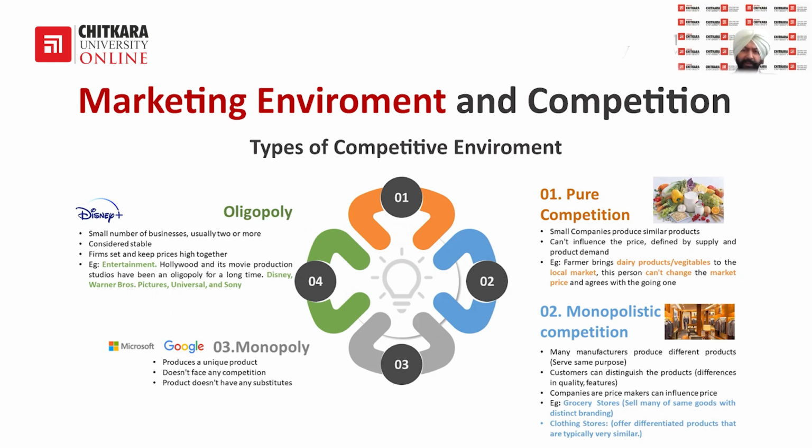Let's also look at monopolistic competition. Many manufacturers produce different products, so they may serve the same purpose. Customers can distinguish the products and the difference in terms of quality, and also companies are price makers, and can influence the price. Example, the grocery store sells many same goods with distinct branding. Clothing stores offer differentiated products that are typically similar, so they can have the same goods, but sell them under different brands.